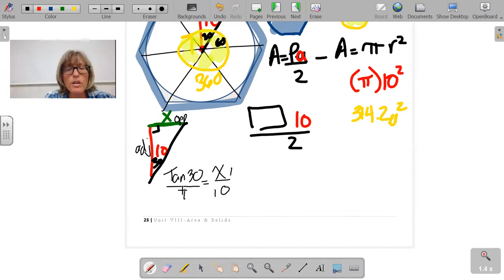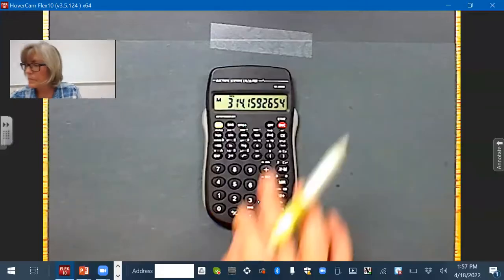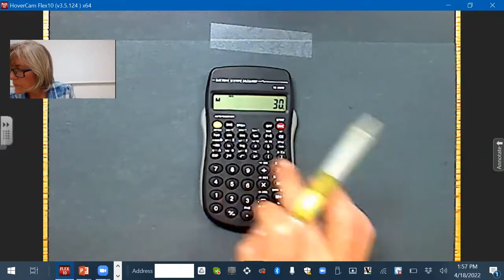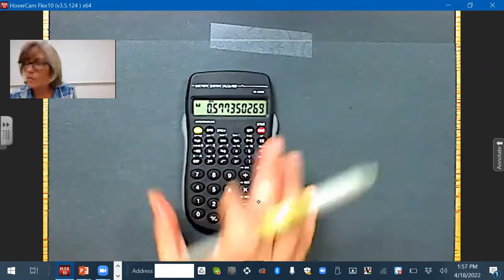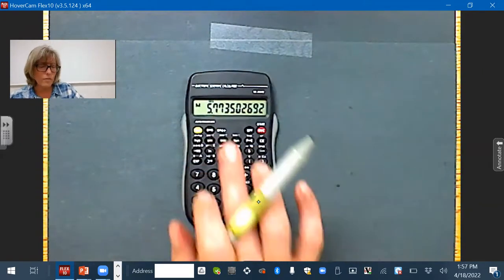So the tan of 30 over 1 equals what we want, which is this x, over our adjacent, which is going to be the 10. Cross multiply. And our little x piece that we need is going to be the tan of 30, whatever that is, times 10. Tan of 30 times 10. We're going to call that 5.8.